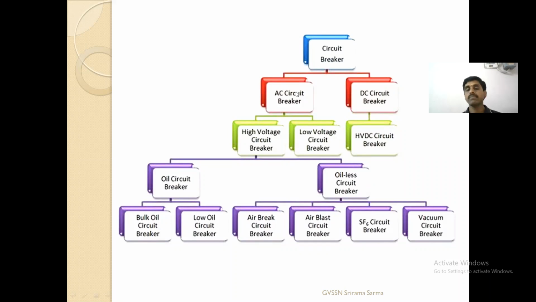AC breakers, they are classified into DC circuit breakers. Here DC circuit breakers are divided into HVDC circuit breakers. These you are going to discuss in the final year. Coming to the AC circuit breakers, high voltage side circuit breakers and low voltage side circuit breakers. So we are discussing the high voltage side circuit breakers because low voltage side means it is miniature circuit breaker. That anyway I have given that information at the last of the SF6 breaker.